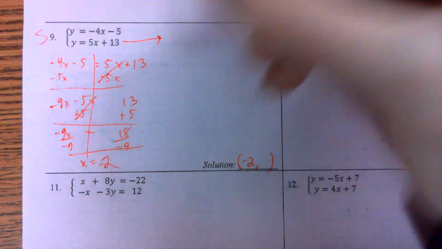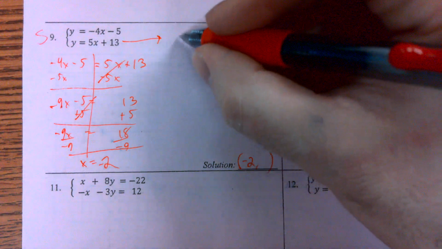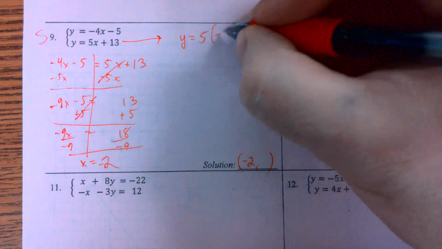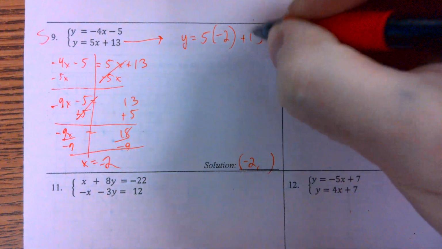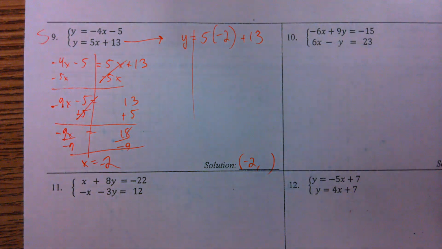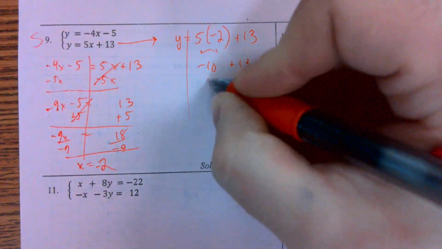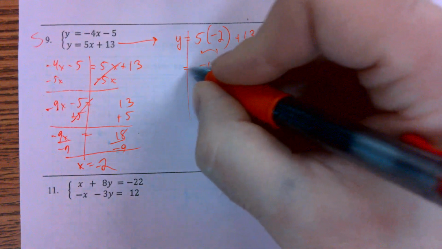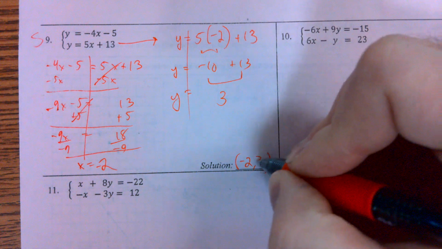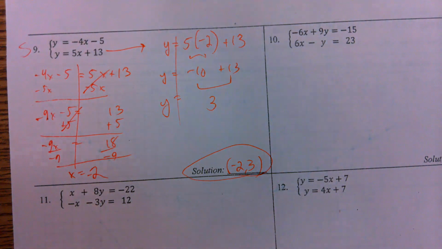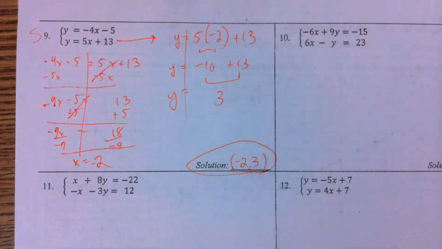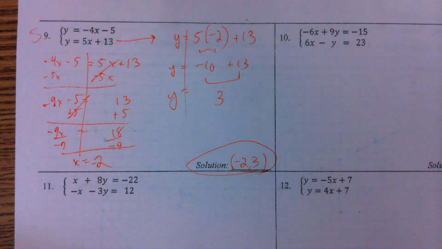I'm going to take my second equation just because it's got all positives, and I like working with positives better than negatives. I make fewer mistakes when I do that. I don't know about you. 5 times negative 2 is negative 10. Negative 10 plus 13 is positive 3. There's my solution, right? It goes quick once we know what we're doing and once we're feeling confident.